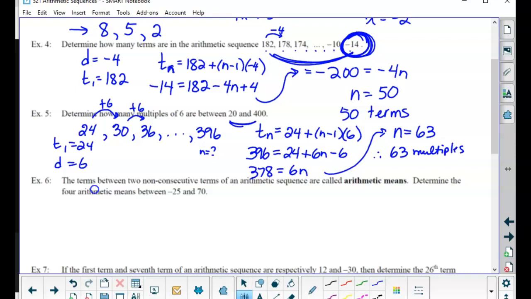Now, sometimes it'll give you between 1 and 400 or something like that. You could go between 1 and 400 and then subtract the multiples that are up until 20. So there are different ways of doing it. But this method is one that's using sequences and that general formula. You can answer this in different ways, but I just wanted to practice, right?